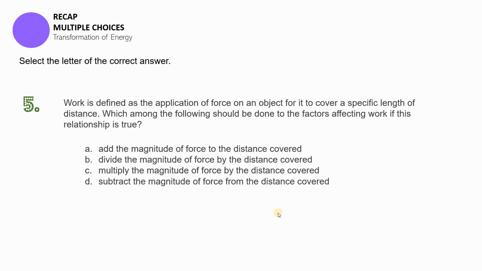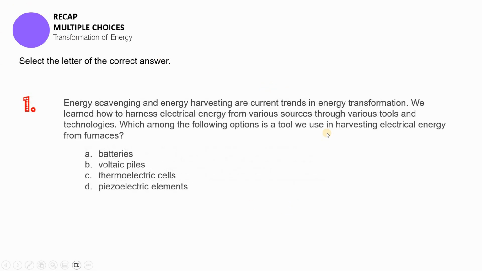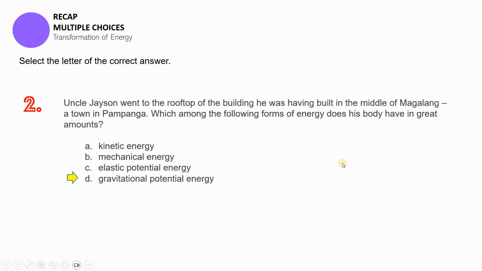Let us now proceed to checking your work. Since this is a recap, I hope that you got all of these questions correctly. For item number 1, the correct answer is C, thermoelectric cells, since it's supposed to harvest electrical energy from furnaces, which is producing a lot of thermal energy. Number 2, the correct answer is D, gravitational potential energy. The position of the body of Uncle Jason is very important in this question.